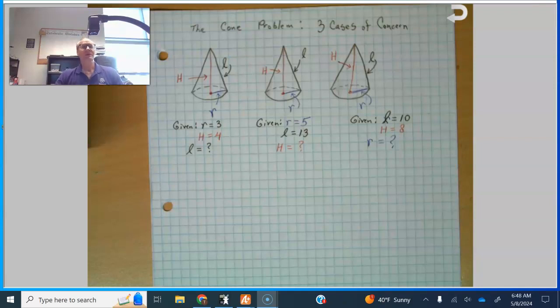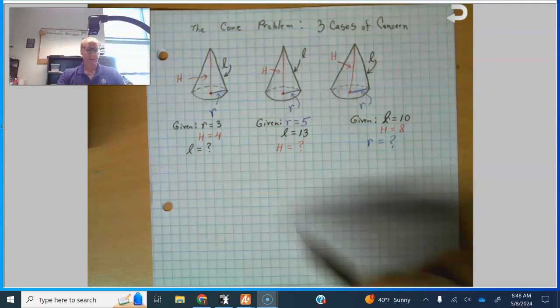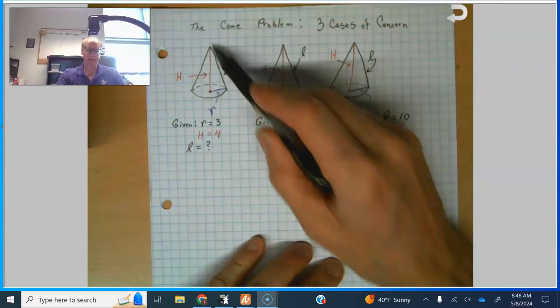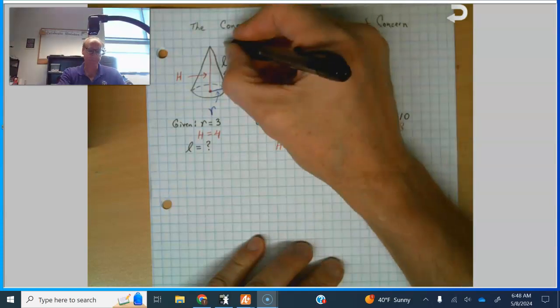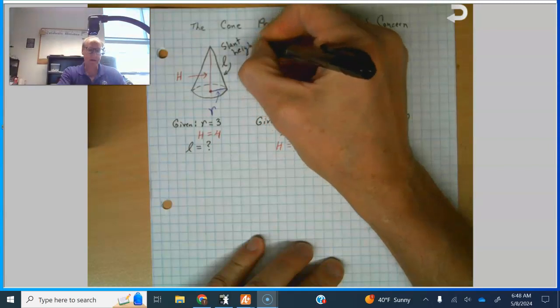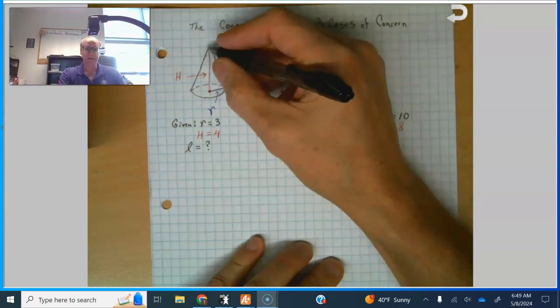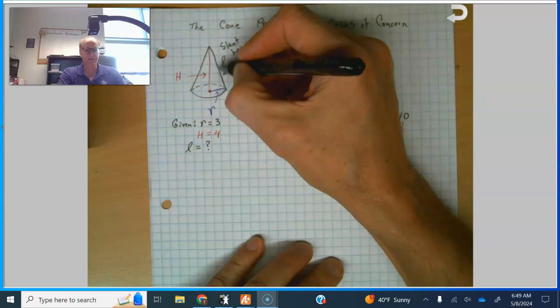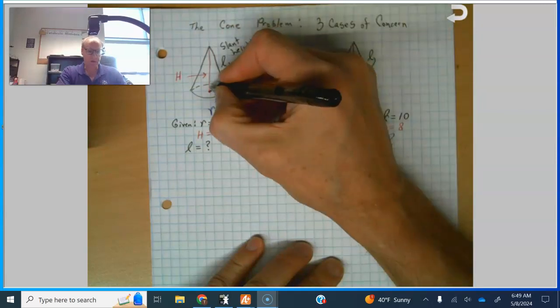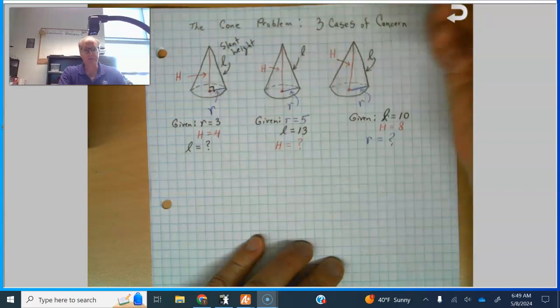Hi, folks. Before we do the programming for our cone, I want to address a problem that you're going to run into. A cone might be given the radius and the height, but missing the slant height. This L is called the slant height, and it's different than the height of the cone. It's the distance along the side of the cone. The thing about it is that it is a right triangle, and so we can find the missing part.